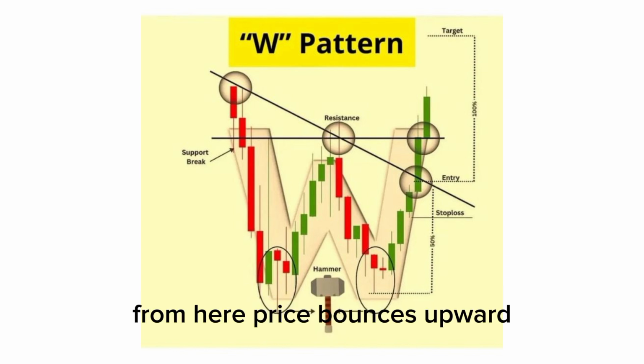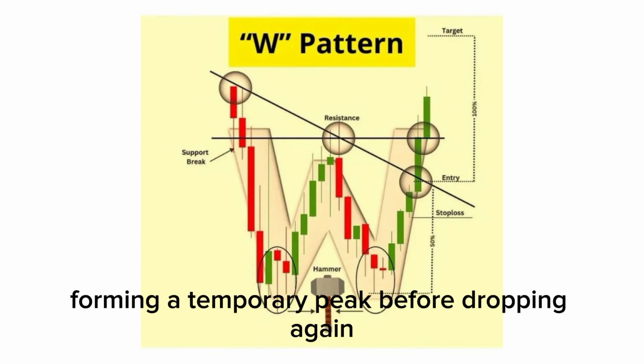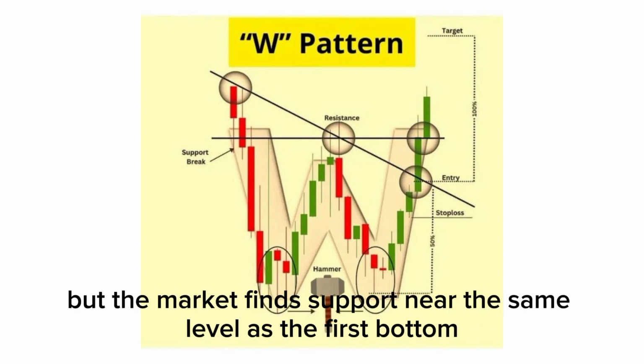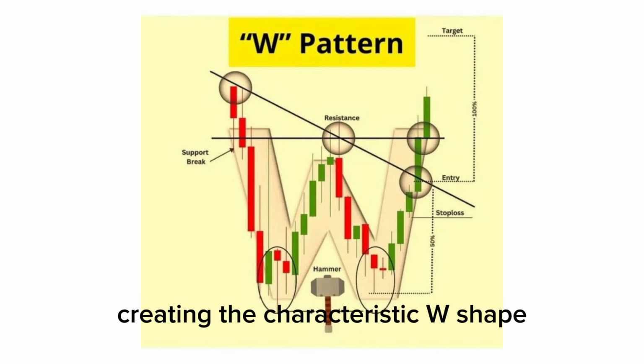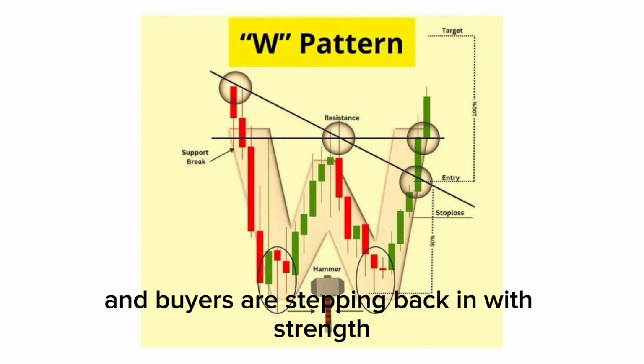From here, price bounces upward but gets rejected at a resistance level, forming a temporary peak before dropping again. During this second decline, sellers try to push price lower, but the market finds support near the same level as the first bottom. This forms the second low, creating the characteristic W shape. The second rejection of support confirms that sellers are weakening and buyers are stepping back in with strength.